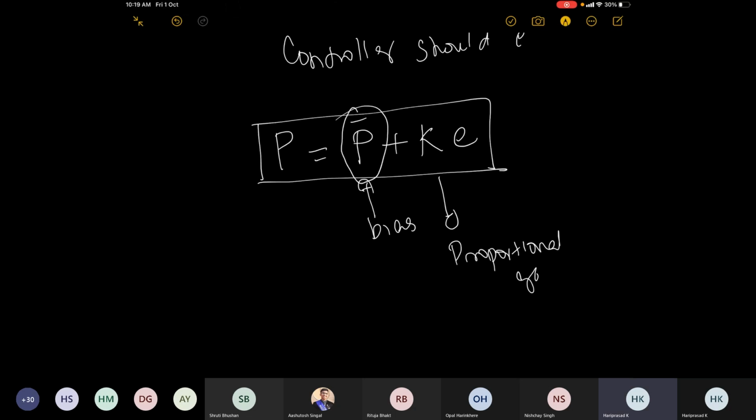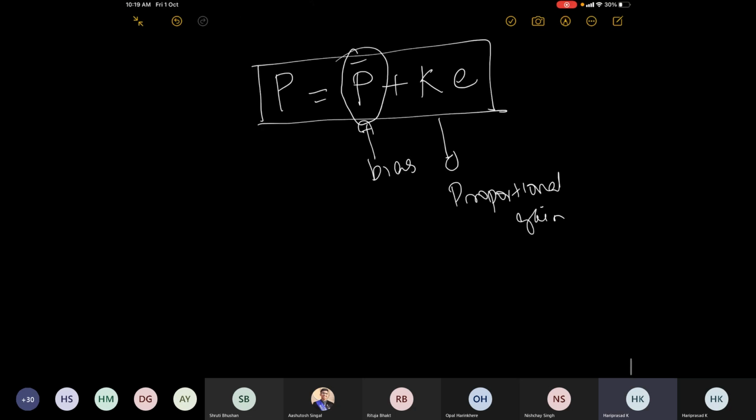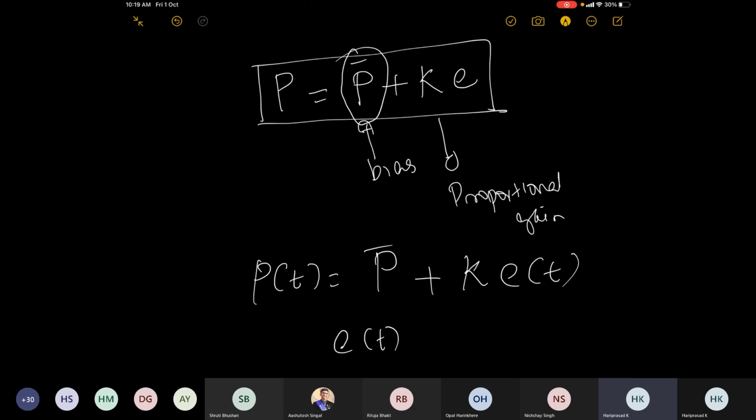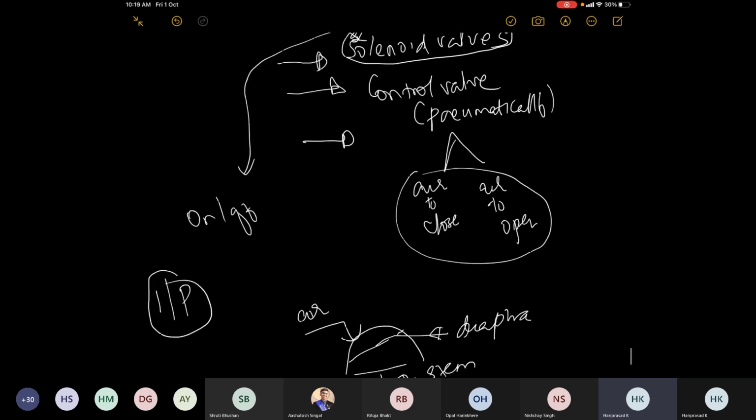Proportional gain. And this is E, for error. Technically speaking, it is P of t, because P-bar and K would remain constant, while E would be changing with respect to time, because your E is y set point minus y of t. Your actual value would change with respect to time. So this is a dynamic process. So your E would change, and correspondingly your P of t would change.